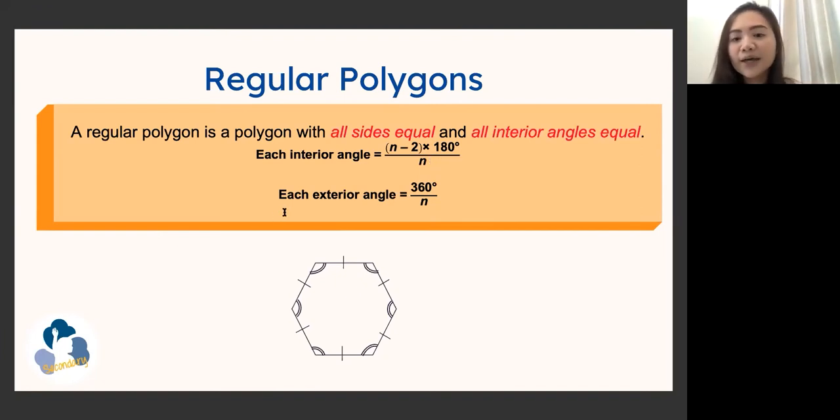All the exterior angles add up to 360. In this case, all the exterior angles are also equal, so we can just simply divide by n, just evenly distribute the 360 among n number of exterior angles.